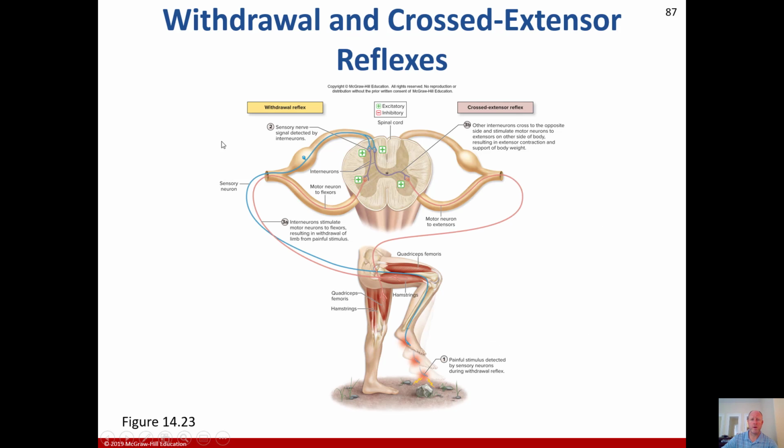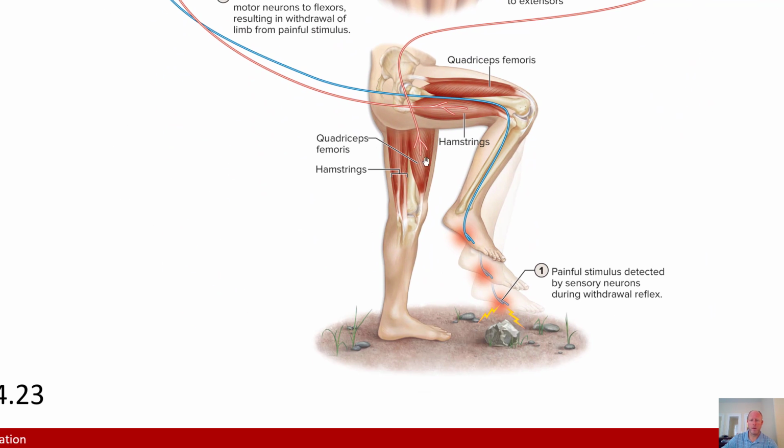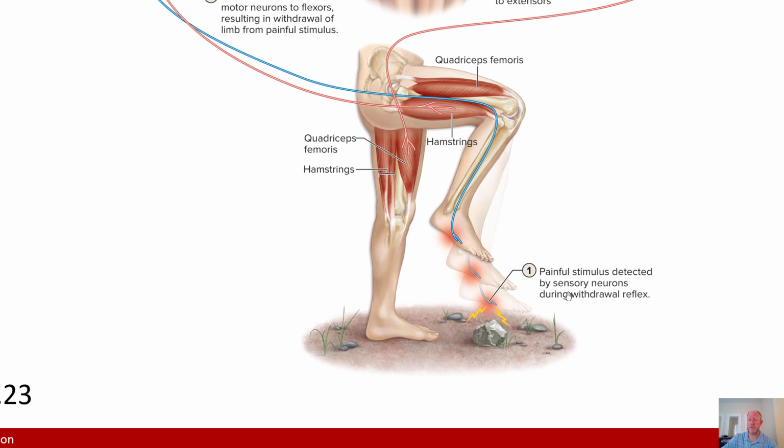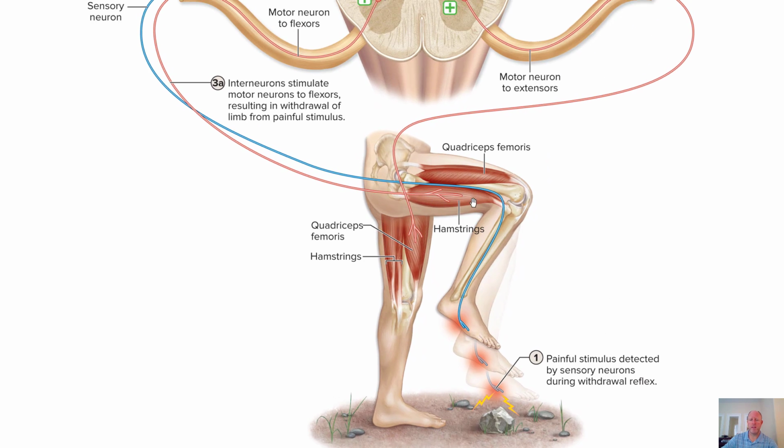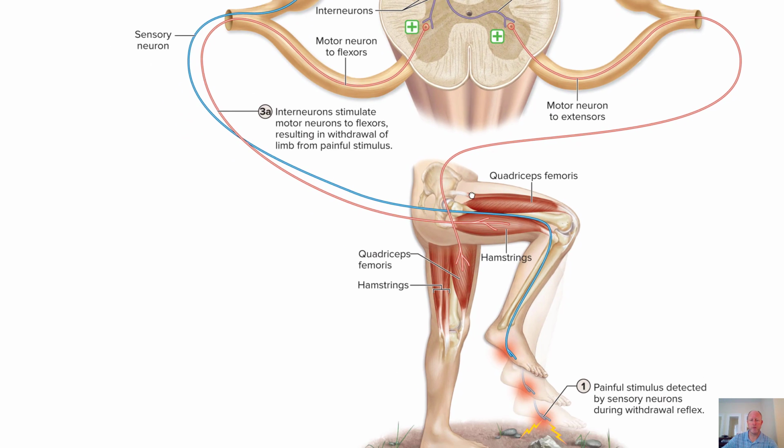In this case, here's our withdrawal and cross-extensor reflex. Actually, it's down here. Here's our painful stimulus detected when you step on something. The sensory neurons during withdrawal reflex, stepping on a sharp rock or a tack or something like that. Now we have our quadriceps here, hamstrings there. Quadriceps extend our knee and the hamstrings, of course, flex our knee, right? Bringing it toward us. We're just going to bring it away with extension. So in this case, then we're going to get this response here.